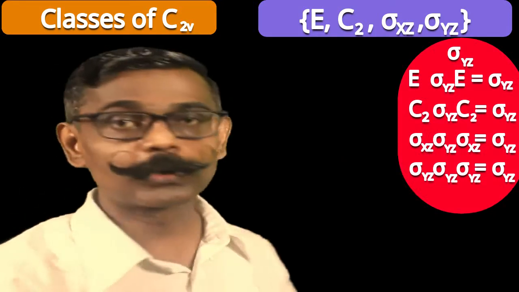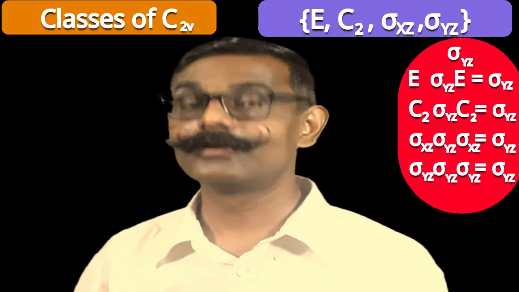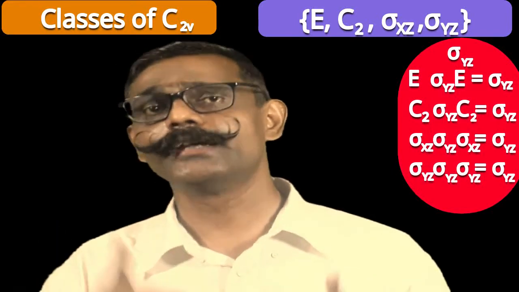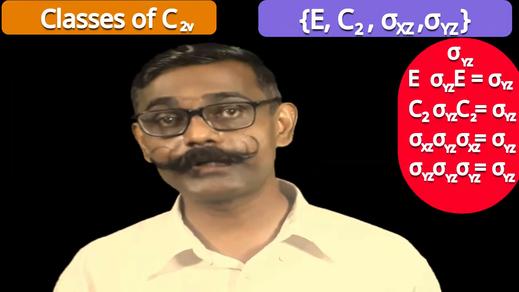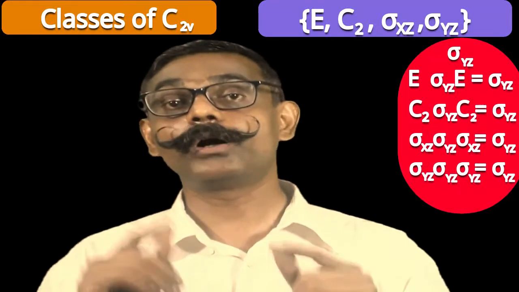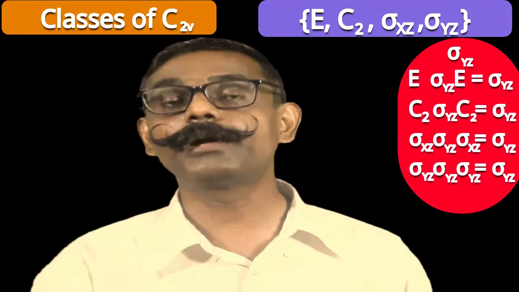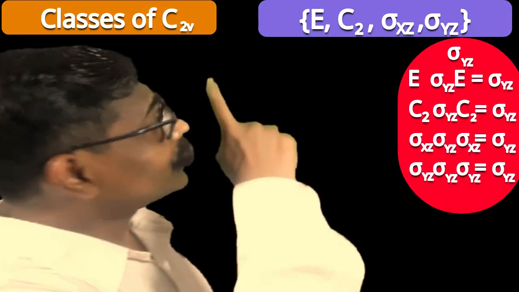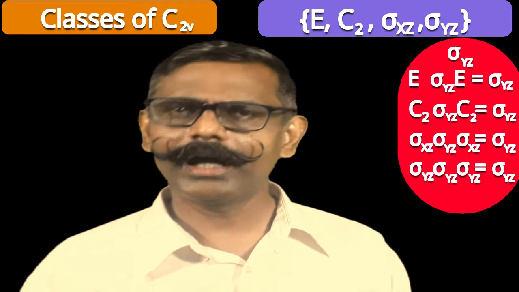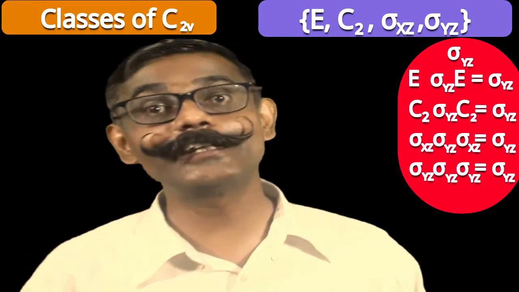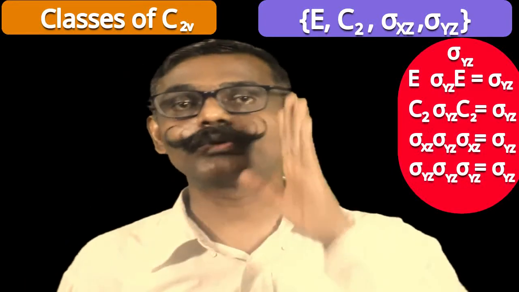So from all those four results, what can I conclude? Sigma yz is a similarity transform of sigma yz. Sigma yz is conjugate to sigma yz. Sigma yz belongs to the same class. Sigma yz is of the order 1, the only member present in the class. So you have studied that four operations are there in the C2v point group and every operation is a separate class. In that college only one student is present in each class. Identity alone, C2 alone, sigma xz alone, sigma yz alone.